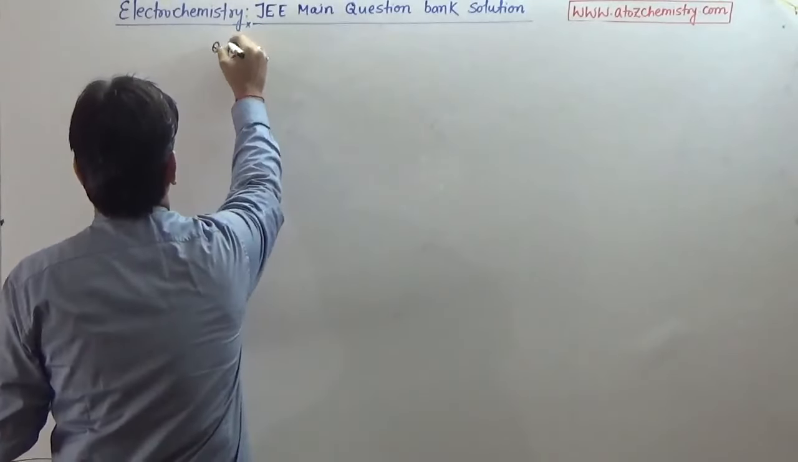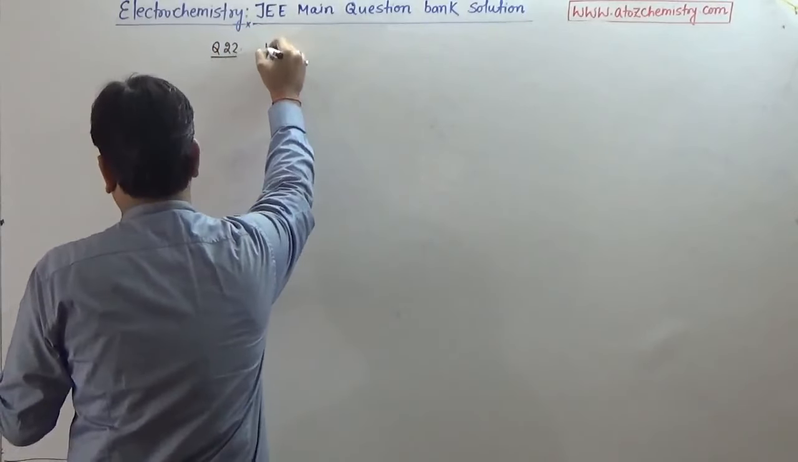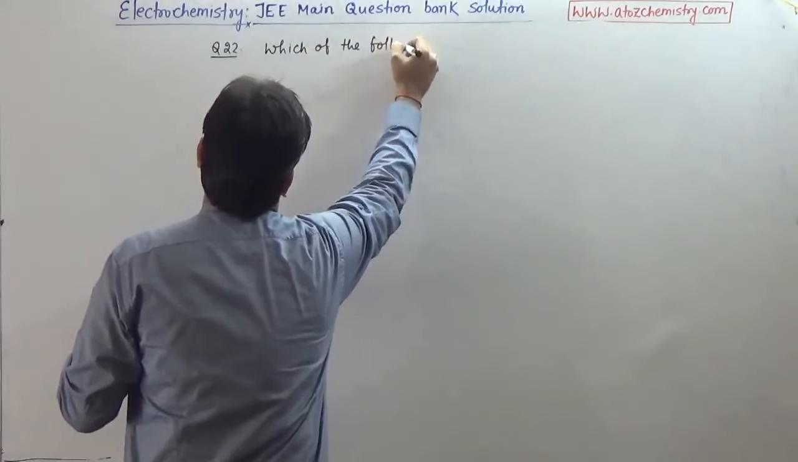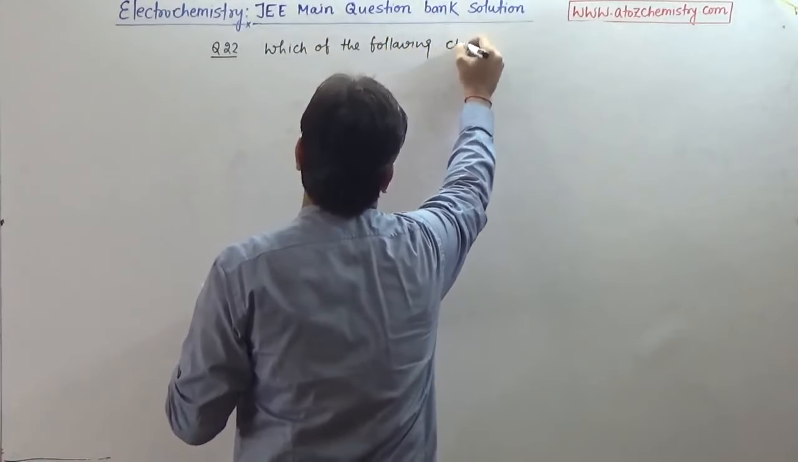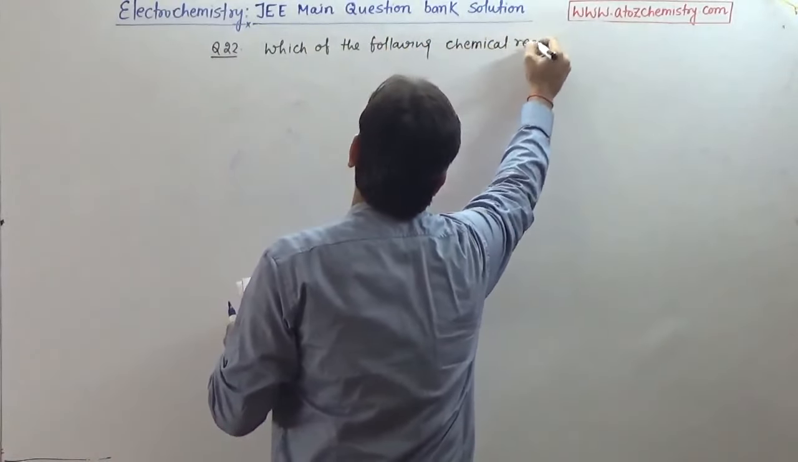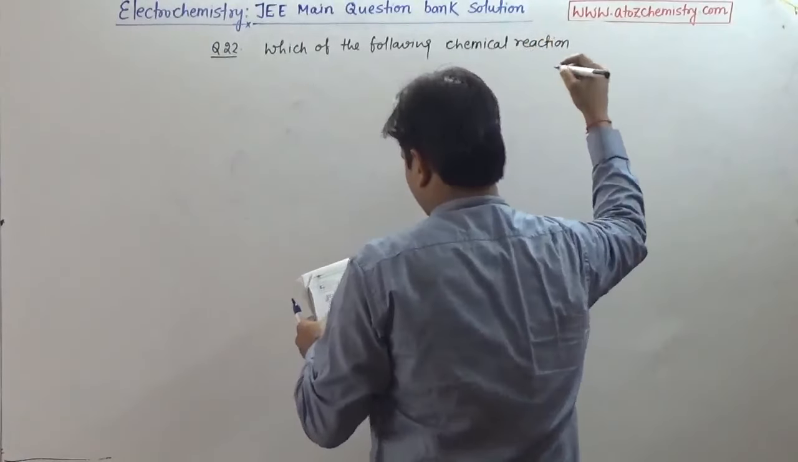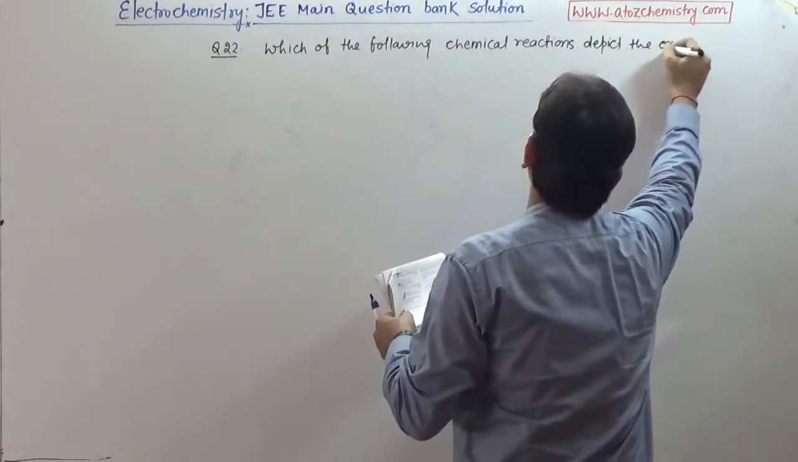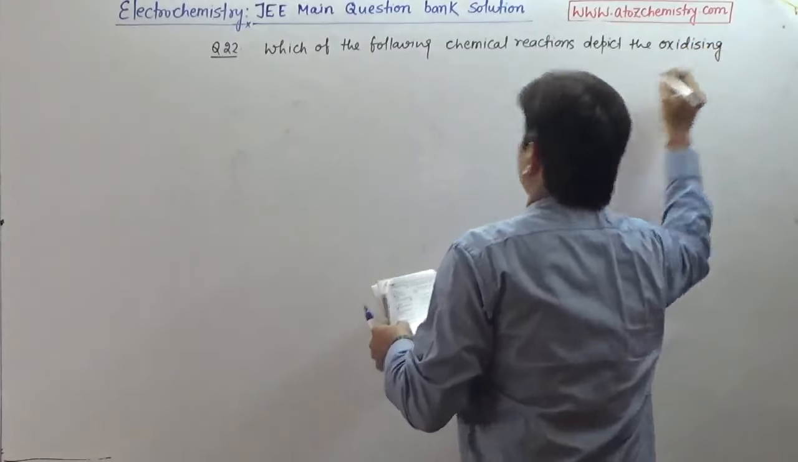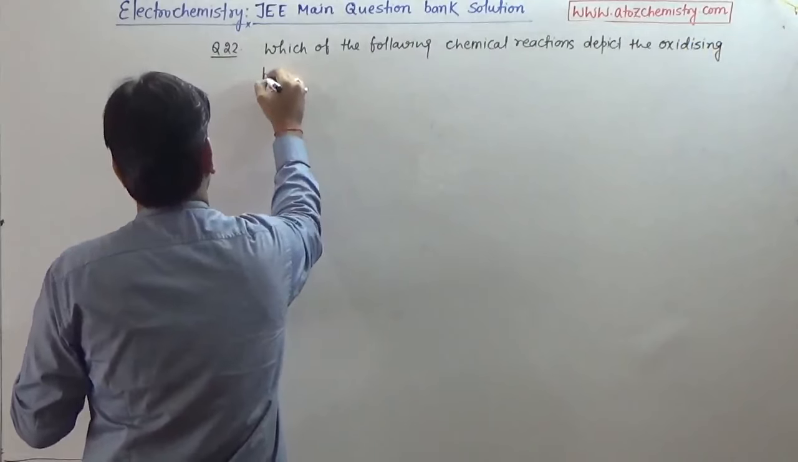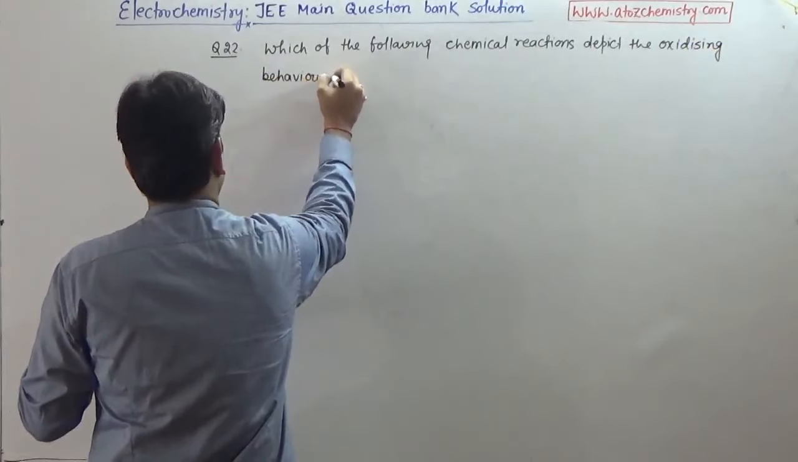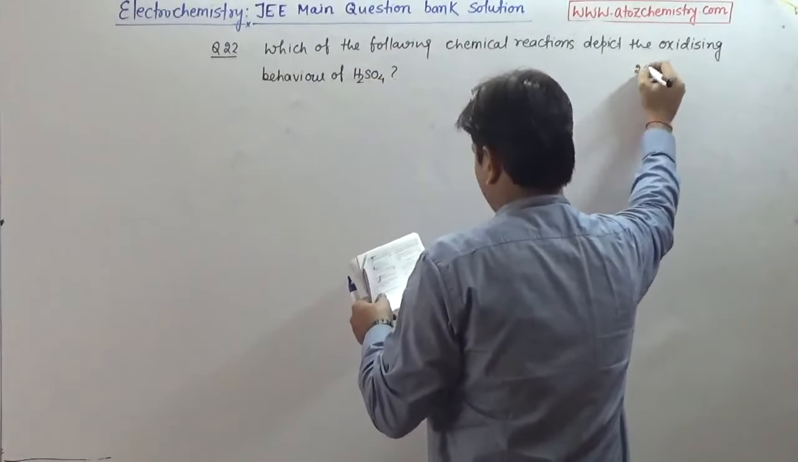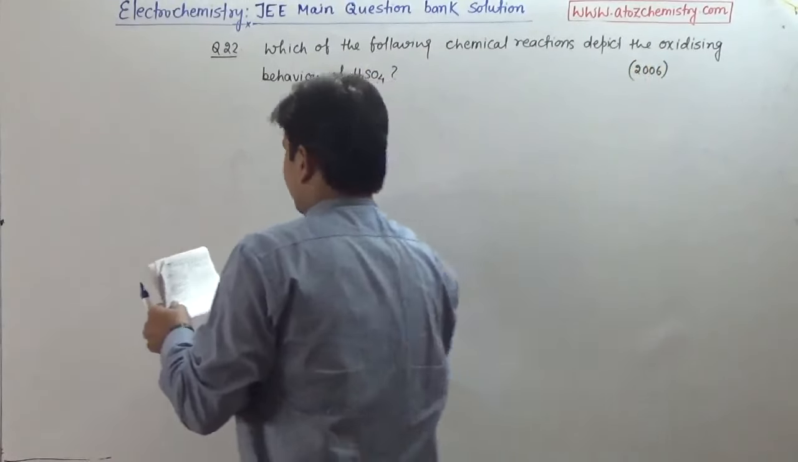Question number 22. Question number 22 is, which of the following chemical reactions depicts the oxidizing behavior of H2SO4? Means in which reaction H2SO4 is acting as oxidizing agent. This was the question asked by JEE Main in 2006.